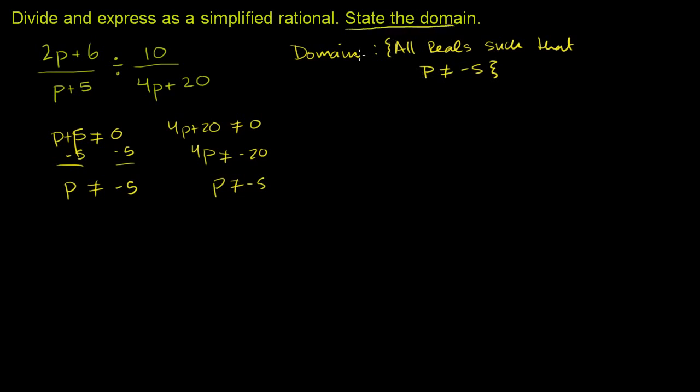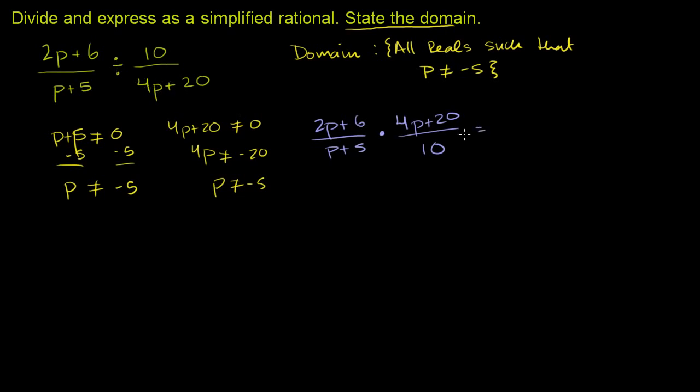Now let's actually simplify this expression. When you divide by a fraction or a rational expression, that's the same thing as multiplying by the inverse. So let me just rewrite this. 2p plus 6 over p plus 5 divided by 10 over 4p plus 20 is the same thing as multiplying by the reciprocal, multiplying by 4p plus 20 over 10. I changed the division into a multiplication, and I flipped this guy right here.